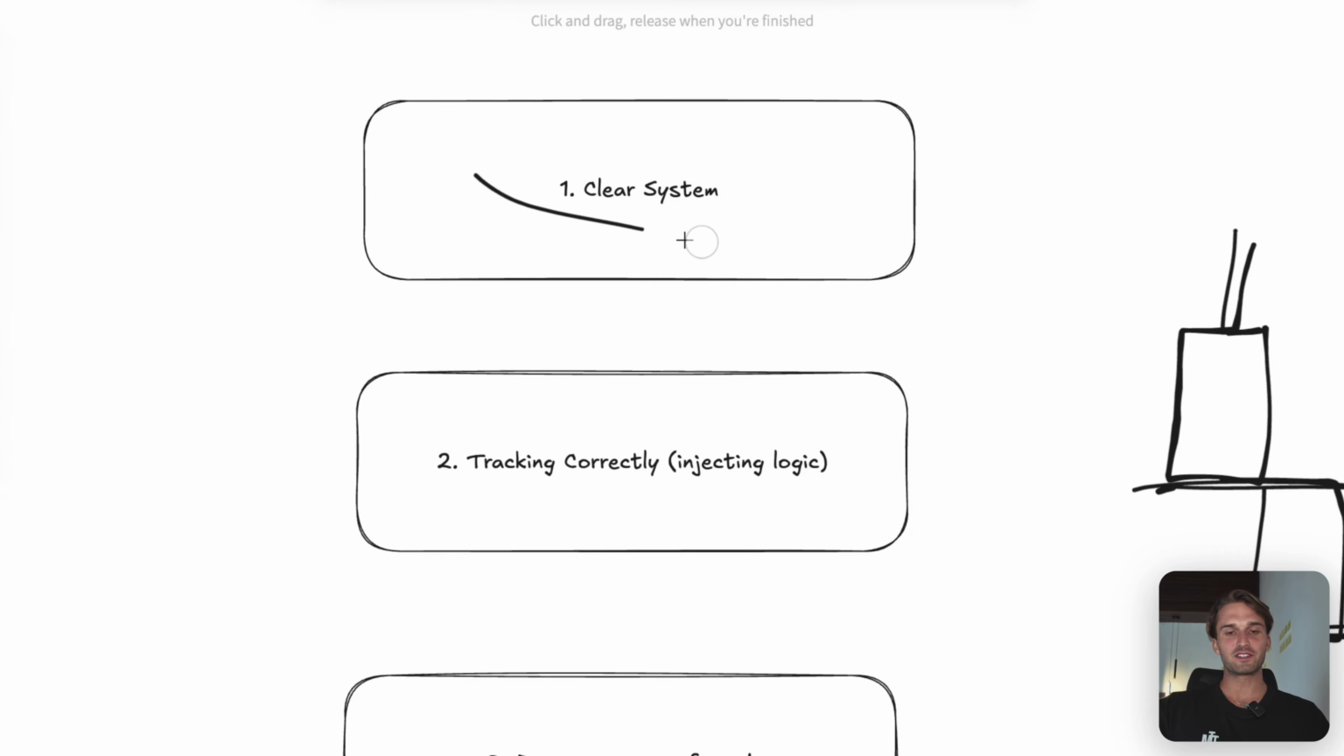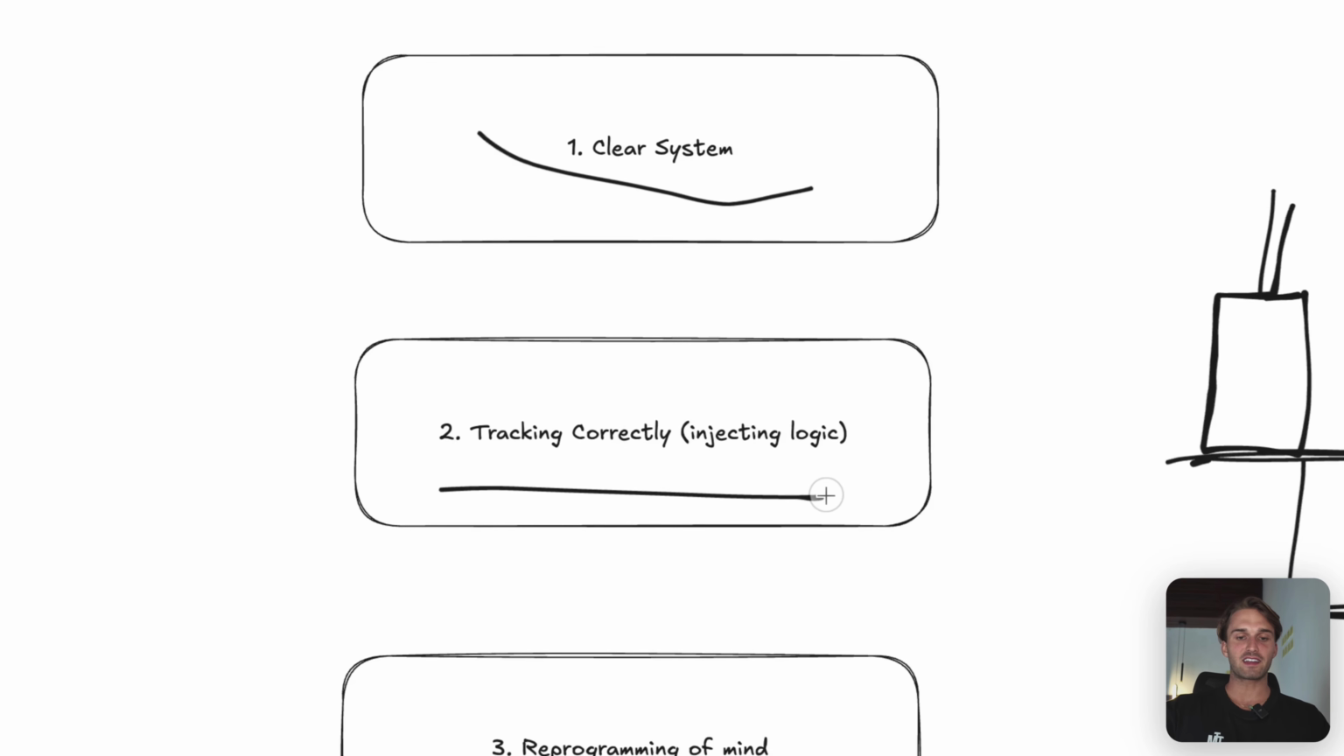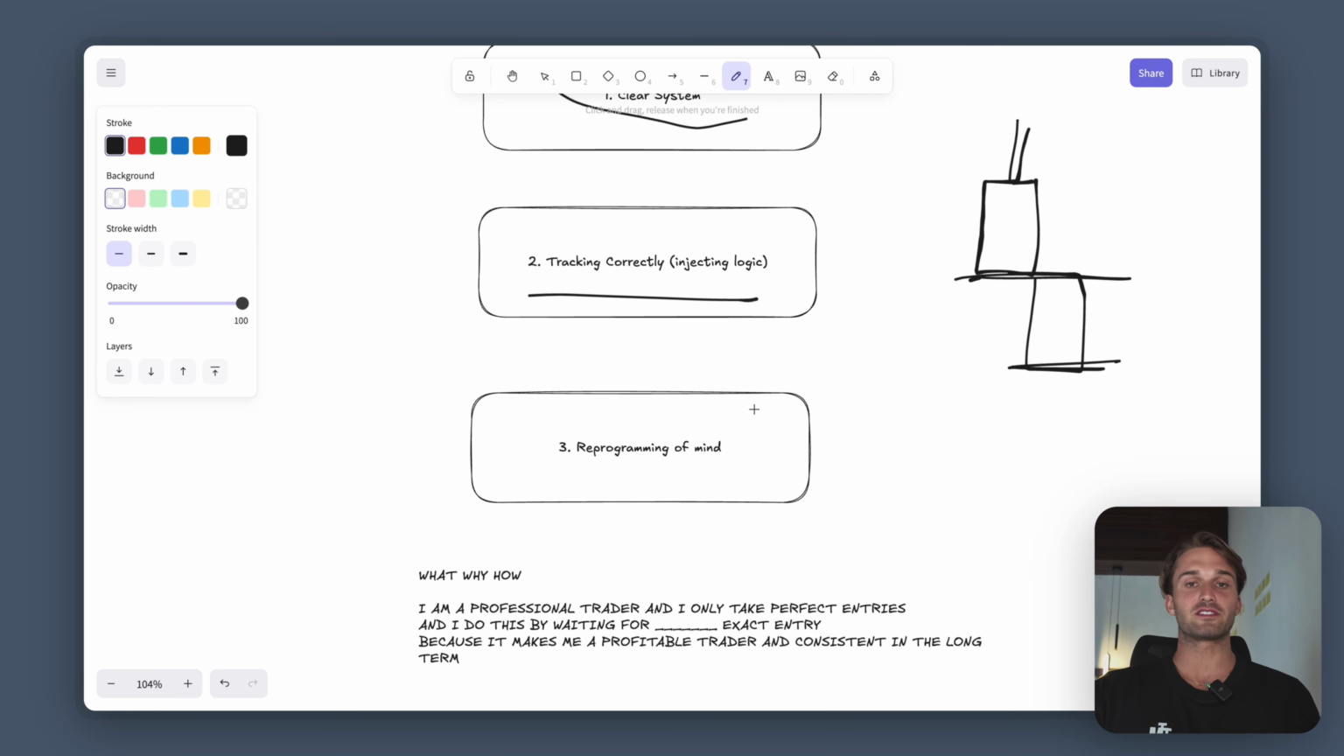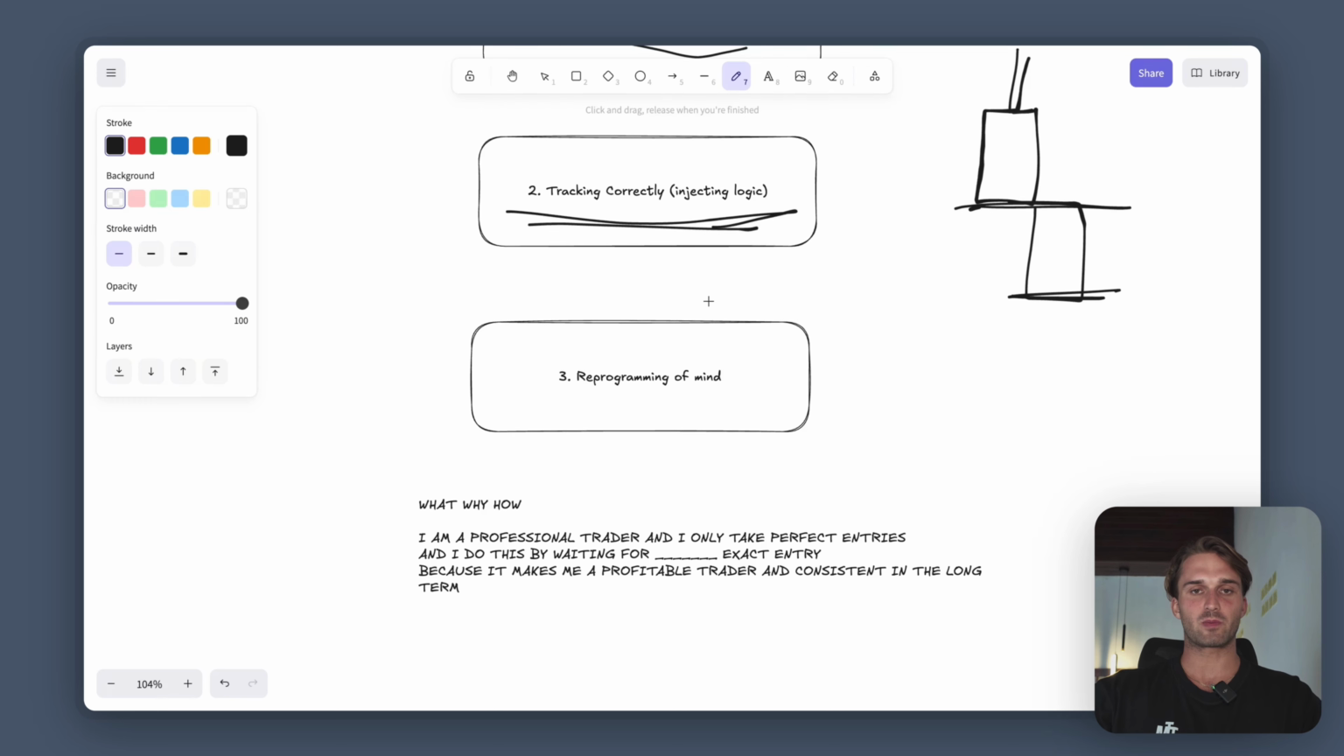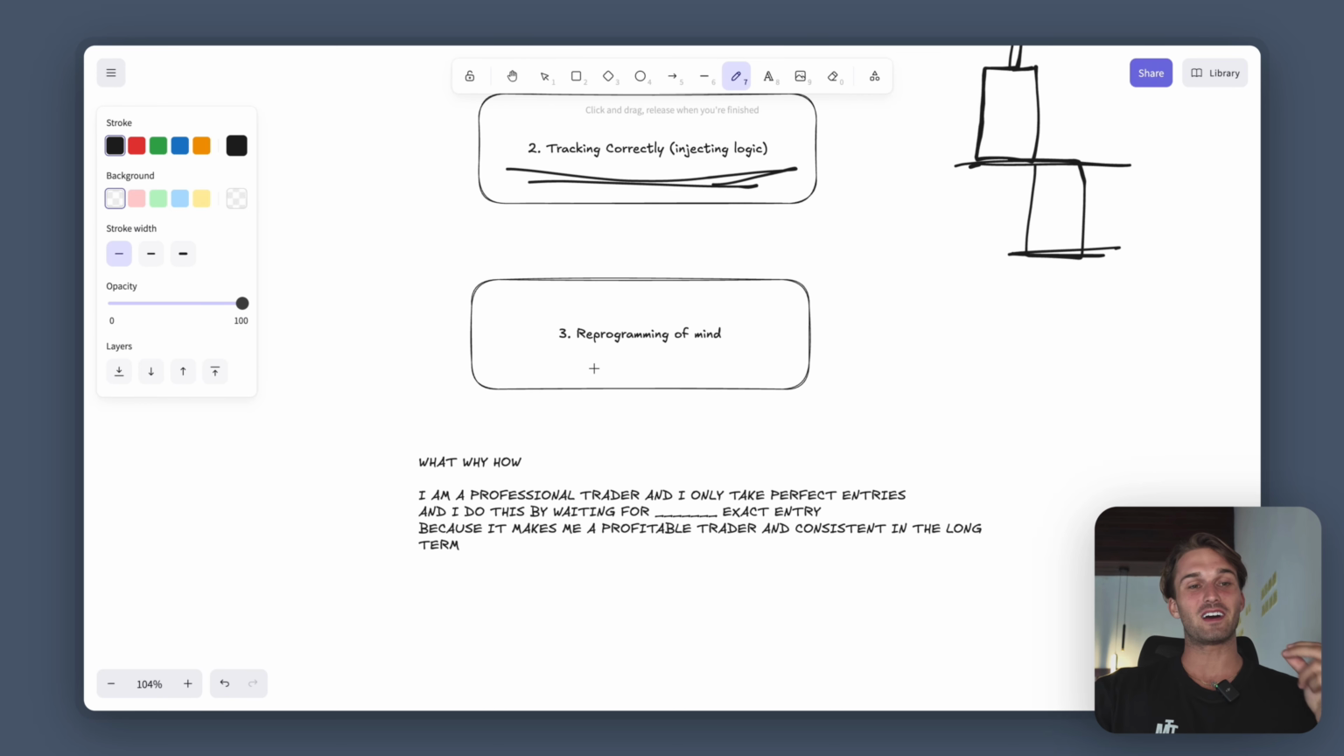But basically, clarify your system and track it correctly. So you inject the logic that you're doing the right thing or the wrong thing, so that you can actually make proof for yourself that you are doing the right thing, because then you're going to feel much more like a professional trader. A lot of trading is about confidence, feeling like a good trader, and having the belief that you're a professional trader.